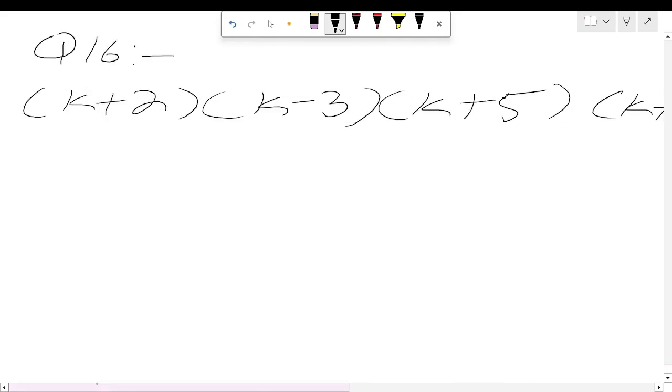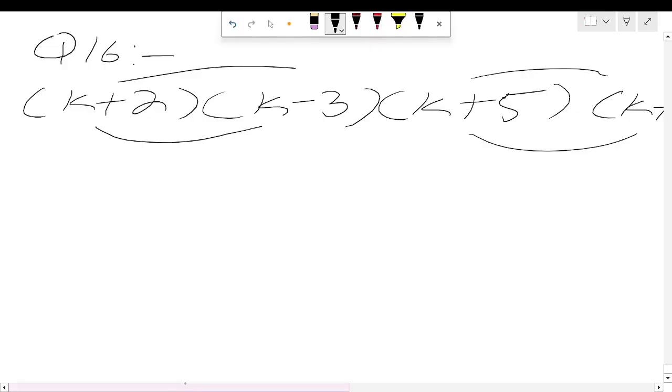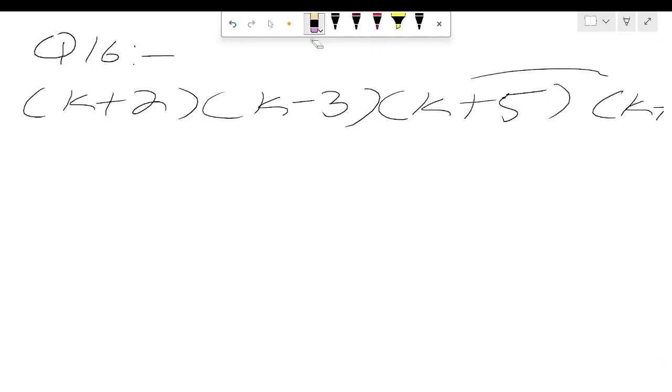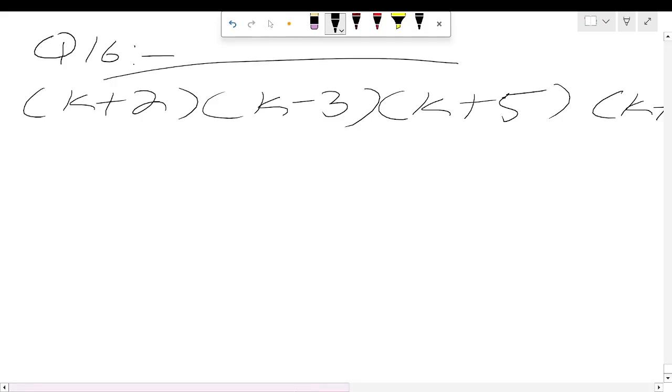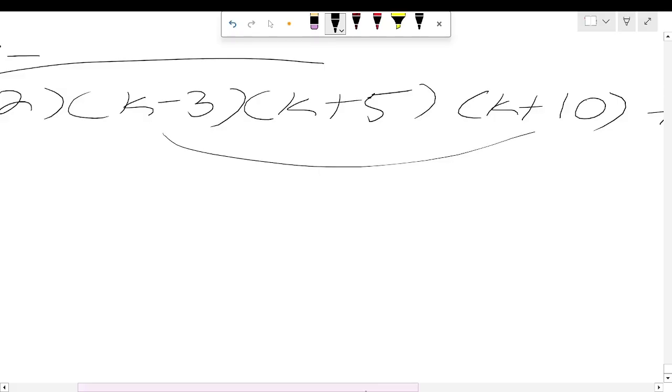Okay, so by taking a look at this expression, you will conclude that this will be multiplied with this and this will be multiplied with this, but that is wrong. If you multiply these two factors and then these two factors, that is possible, but the solution will be quite difficult for you all. So I'll just not make it complicated and use the other method which was provided in your book. So we will multiply this k plus 2 with k plus 5 and k minus 3 with k plus 10.